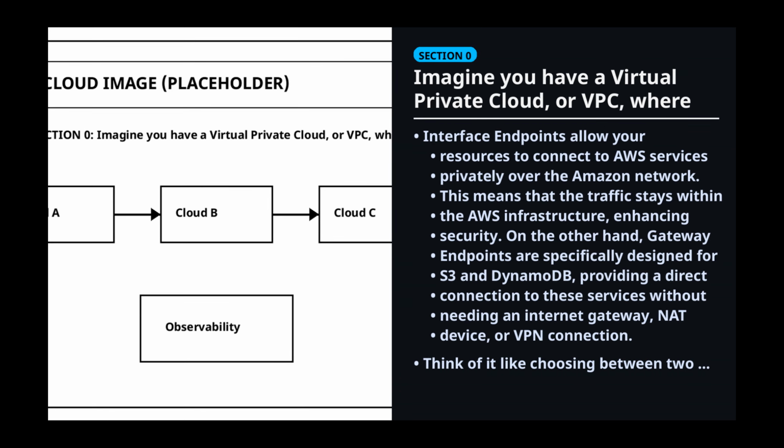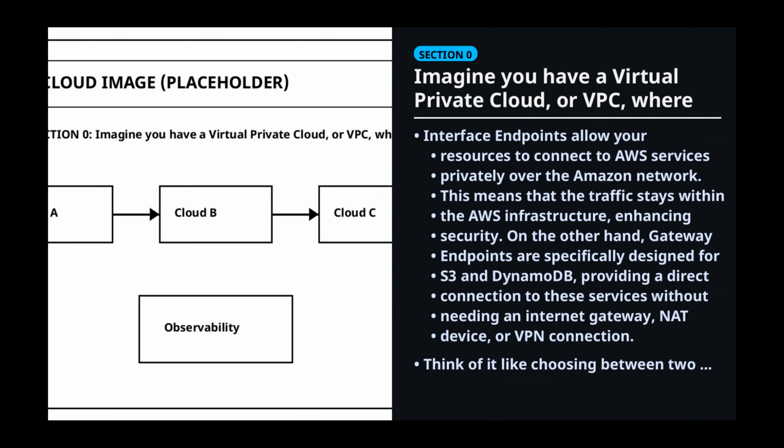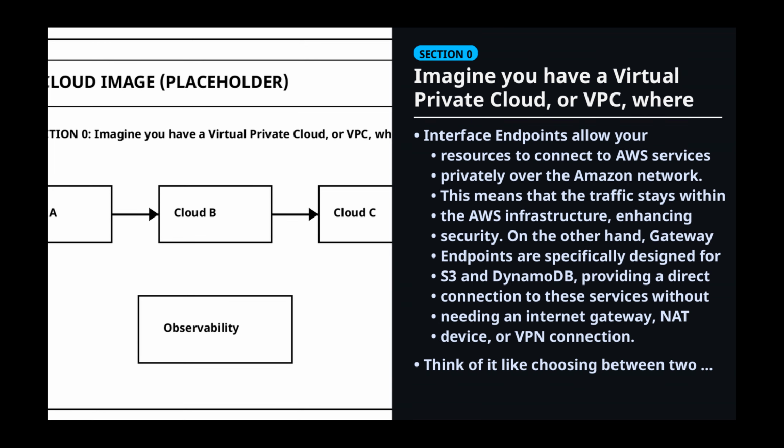Think of it like choosing between two secure tunnels to reach a destination. One tunnel is specifically built for certain paths, while the other can accommodate a wider range of traffic. In this case, understanding these advanced VPC networking concepts and AWS best practices is crucial for maintaining a secure environment.